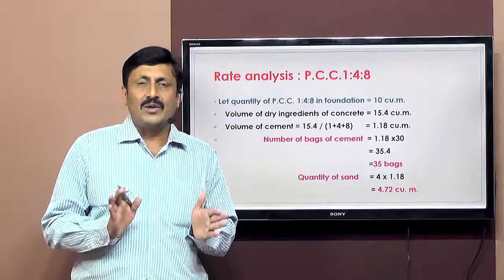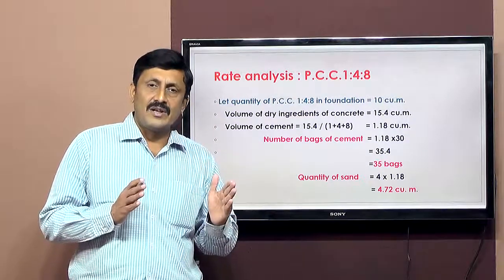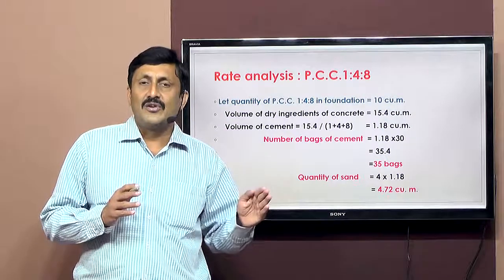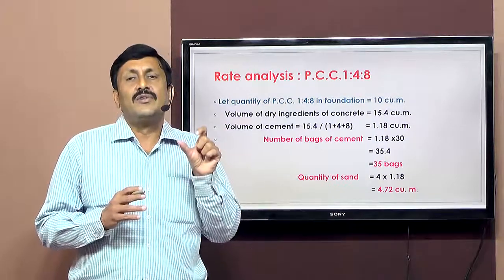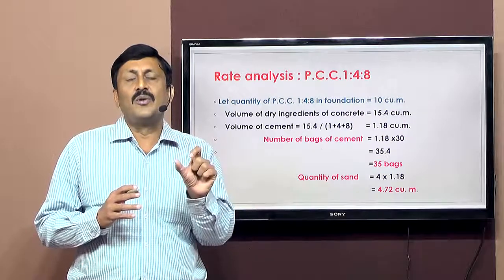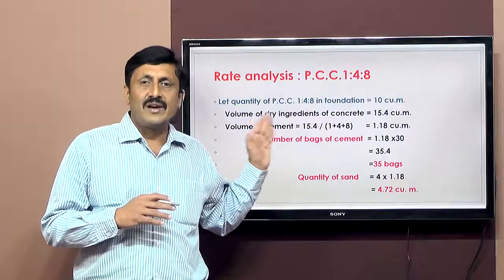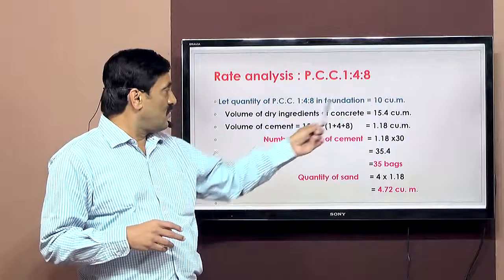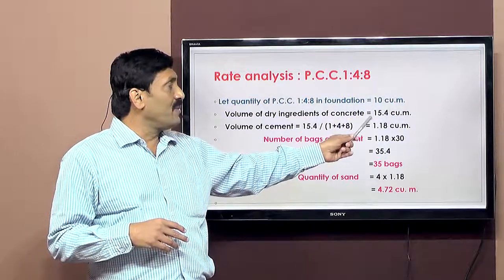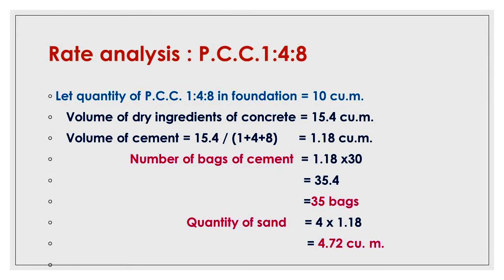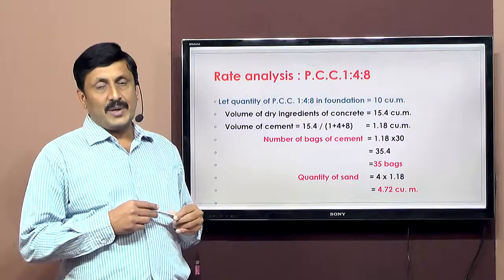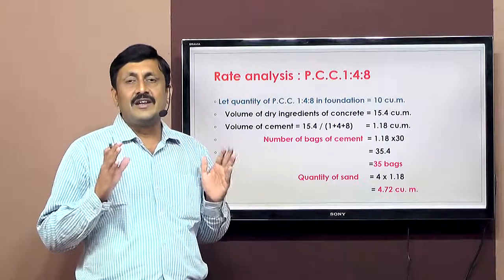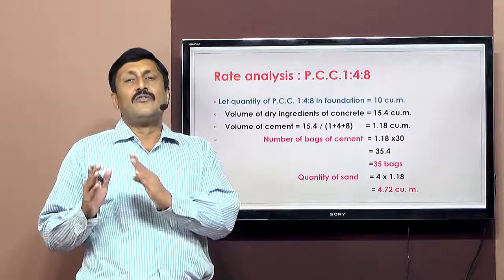So if you want to calculate the volume of dry ingredients of concrete with reference to the volume of wet concrete, you need to add 52 to 54% of the volume of wet concrete. Here in this given problem we are taking it as 54%. So for 10 cubic meter wet concrete, the volume of dry ingredients will be 10 plus 54% of 10, that is 5.4. So 10 plus 5.4 comes to 15.4 cubic meters. So the volume of dry ingredients of concrete will be equal to 15.4 meter cube.